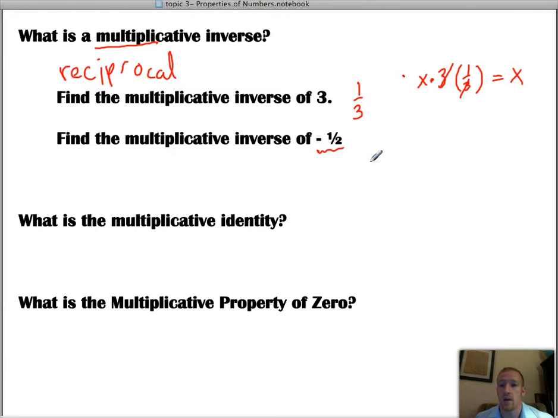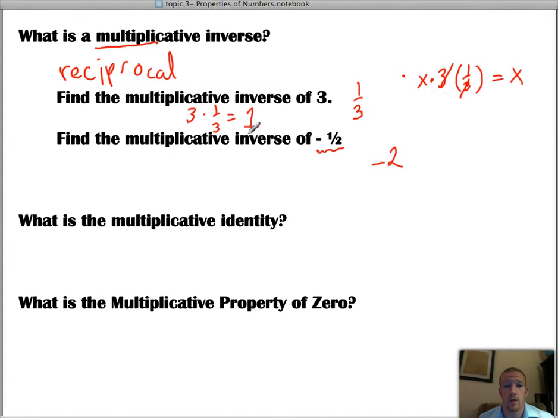What's the multiplicative inverse of -1/2? It's going to be -2. So they keep the same signs in multiplication for inverses, right? So what is the multiplicative identity? Well, it's what you get when you multiply two inverses. So what did we get when we did 3 times 1/3?